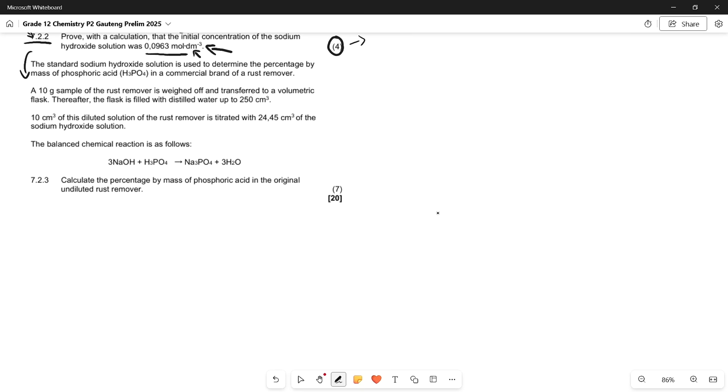Okay, because they say the standard sodium hydroxide solution is used, the one that we just calculated, to determine the percentage by mass of phosphoric acid H3PO4 in a commercial brand of rust remover. Okay, we have a 10-gram sample of the rust remover weighed off and transferred to a volumetric flask. Thereafter, the flask is filled with distilled water up to 250 centimeters cubed. Then 10 centimeters cubed of this diluted solution of the rust remover is titrated with 24,45 centimeters cubed of the sodium hydroxide solution. Okay, the balanced chemical reaction is as follows.